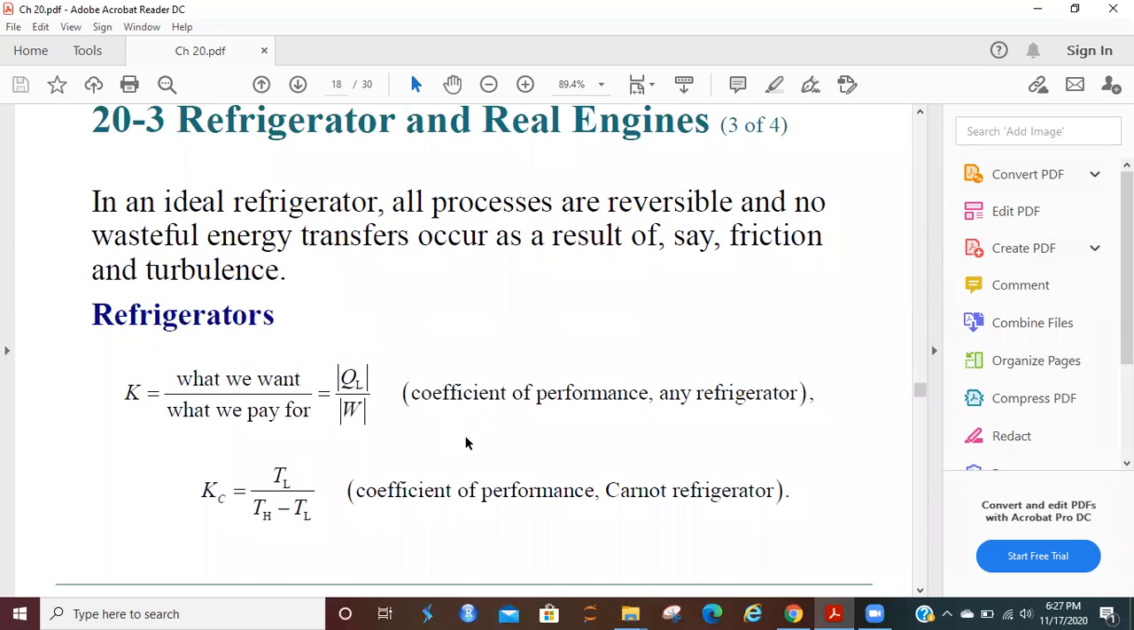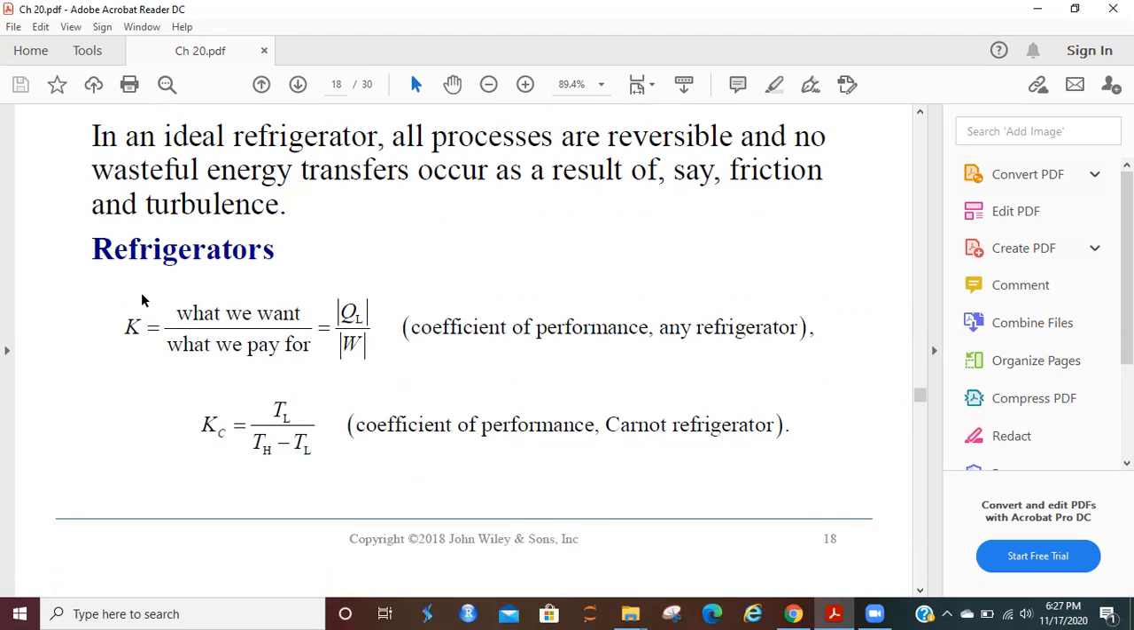So in an ideal refrigerator, all processes are reversible and no wasteful energy transfers occur as a result of friction and turbulence. So again, this is what you want. You want Q sub L, what you pay for is the amount of work. So the coefficient of performance is defined as such. And this is for a Carnot refrigerator. This is going to be for any refrigerator.